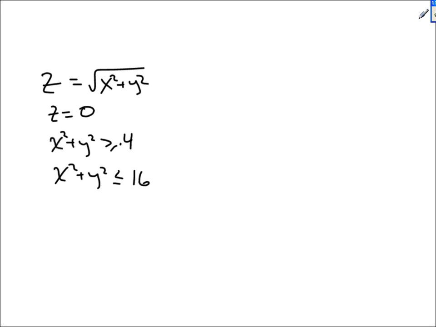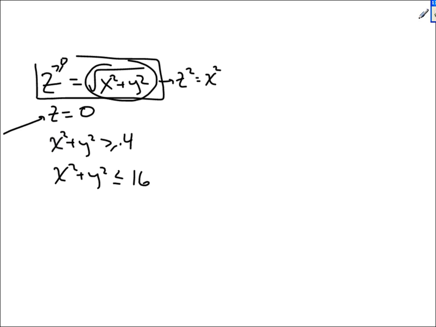Alright. Now, the square root is never negative, so z can be 0. Saying z equals 0, that's the xy plane. And z is always positive or equal to 0. So you're bounded by the xy plane and this mess on top. If you square both sides, you get that z squared is x squared plus y squared, but z is positive.